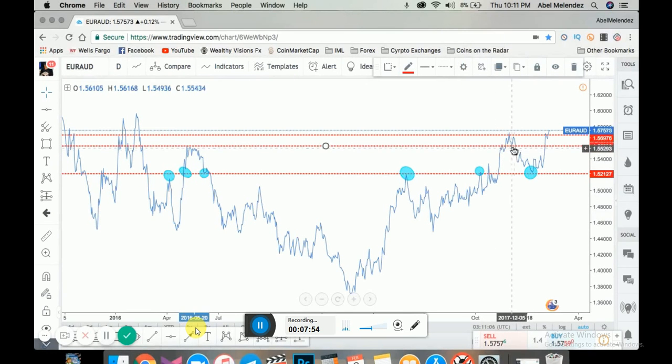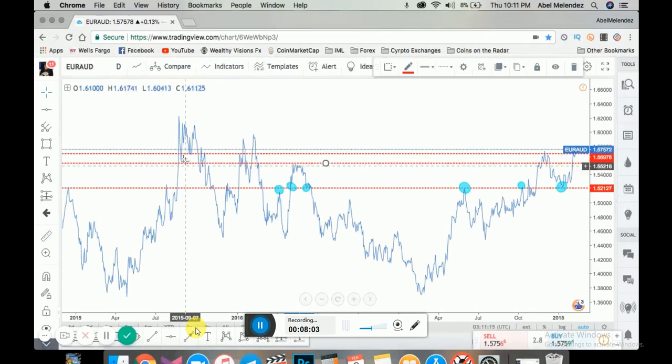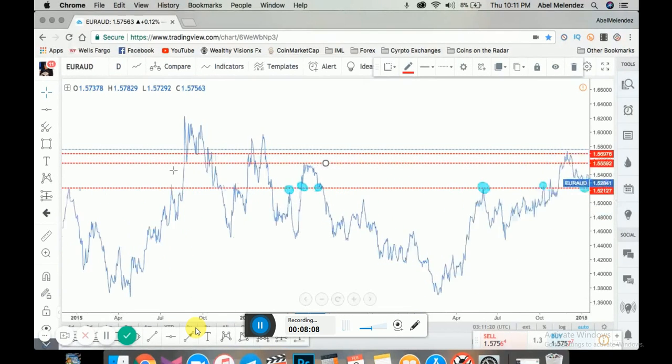As you can see here, it acted as support, resistance, go back over here, acted as resistance, support, resistance. Look at this, it happened a lot of times. Look at this: support, resistance. And that's how you really find very, very accurate levels.